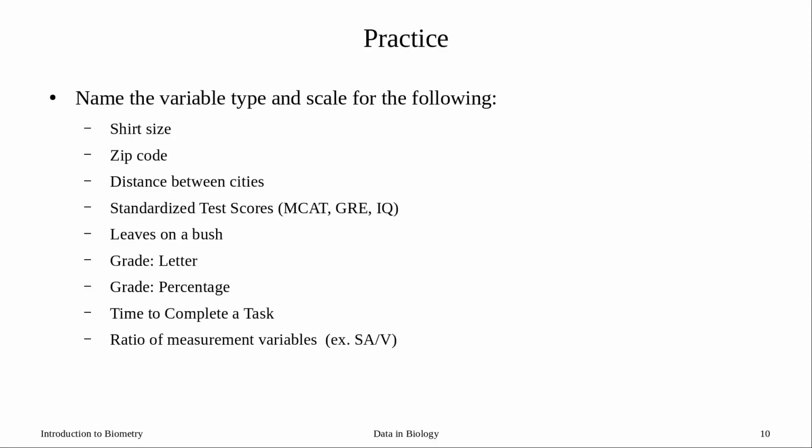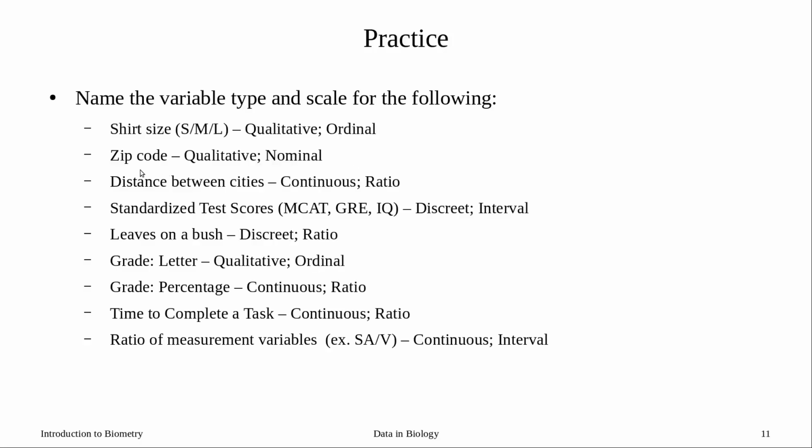Alright, so hopefully you've taken some time to answer this. Let's go over this now. Shirt size, I assume this is small, medium, and large. It's a qualitative variable. It's ordinal. It has a very clearly defined order. Zip code, it's qualitative. It's nominal.